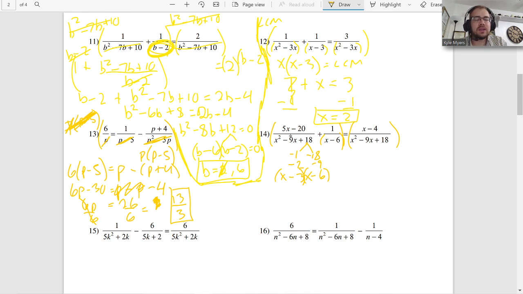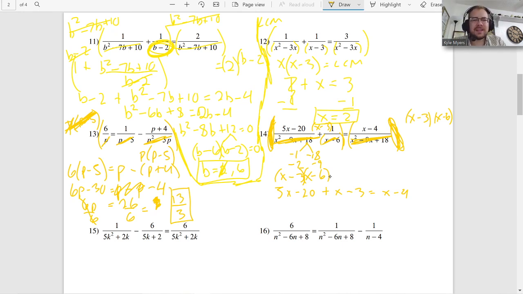And it looks like these two denominators here are the same. So we multiply everything by x minus 3, x minus 6. Okay, so all of this would cancel. All of that would cancel. And a little bit of this would cancel, and we would have x minus 3 left over. So I'd have 5x minus 20 plus x minus 3 equals x minus 4.